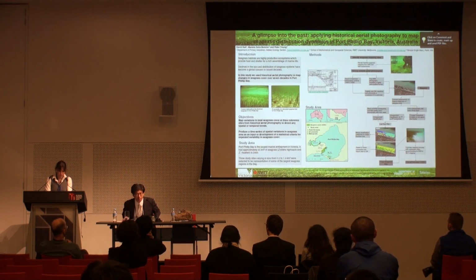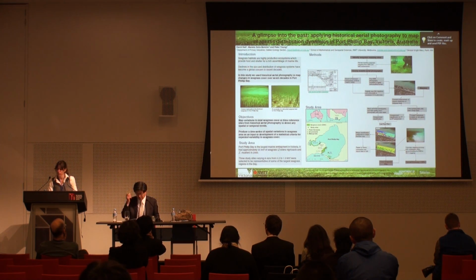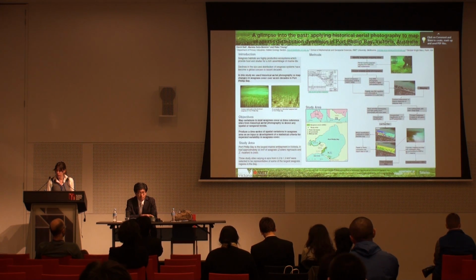This short presentation falls within the topic of ocean resources, which is one of the focus areas of this poster session. And it specifically looks at seagrass change in the Port Phillip Bay over the last 75 years. Port Phillip Bay is the largest bay in Victoria, which is the state that we're in, and it is the bay that's surrounding the city of Melbourne.